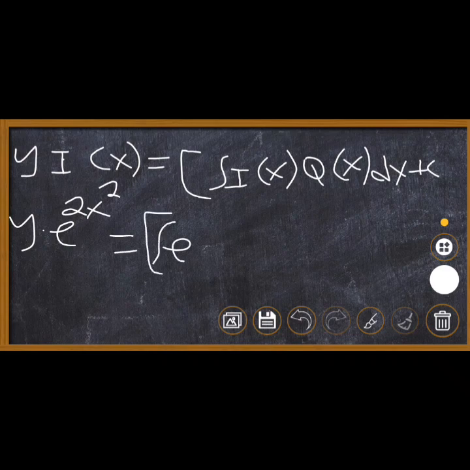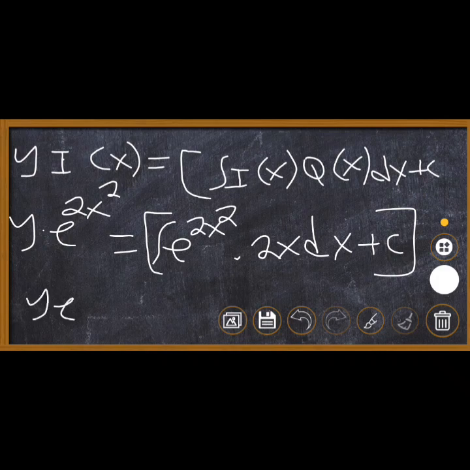Here we are integrating e raised to 2x squared multiplied by, if you remember, what was our q of x? Our q of x was 2x. So we write 2x dx here, then plus constant c. So that's how we go about this one. So in this case then, let's integrate this. How are we going to integrate this? So we are going to have y e raised to power 2x squared equated to.